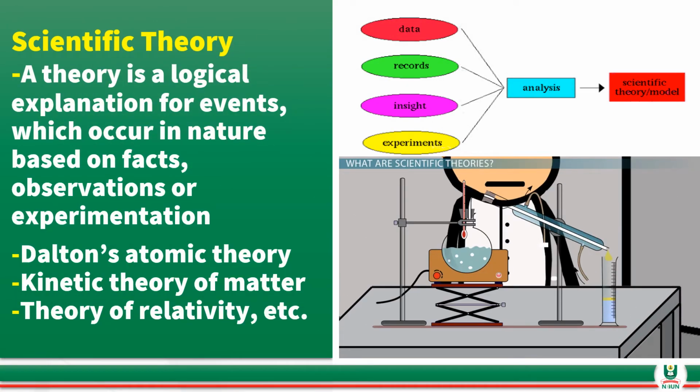Now, scientific theory. A theory is the logical explanation for events which occur in nature based on facts, observation, or experimentation. So scientists use the facts or concepts they have gathered to propose an explanation for an observed event or phenomenon. Then experiments are performed to test their explanation. After studying the facts, making observations, and performing experiments, scientists may develop a theory. So it's also a product of science. Common examples of theories are Darwin's theory, atomic theory, kinetic theory of matter, theory of relativity, and so forth.